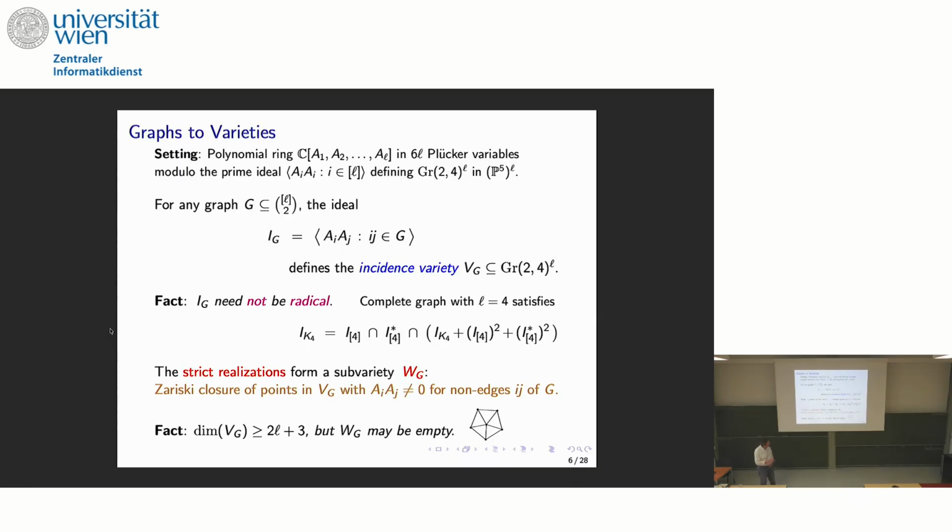You can check that if you have 6 lines and you require precisely these 10 incidences and none other, you can't do it, right? So these 10 incidences will force at least one other incidence. It could happen that the strict realization variety W_G is empty, but we're mostly interested in this V_G, and that's always non-empty.